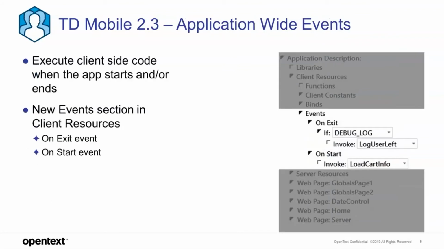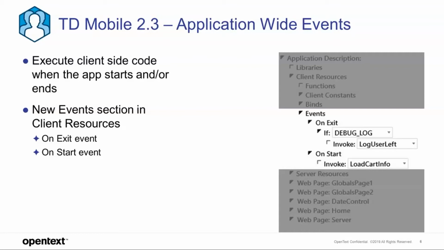Then another nice application-wide thing are the application-wide events. You can now execute code on the client side when the application starts or when the application stops. On the right side in the application outline, you have an event section below client resources where you can do something on exit, or do something on start. All of these things make programming a TD Mobile application much easier because you now have global access to things and have places for global application code.